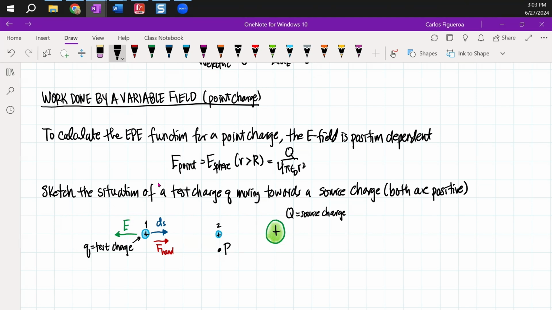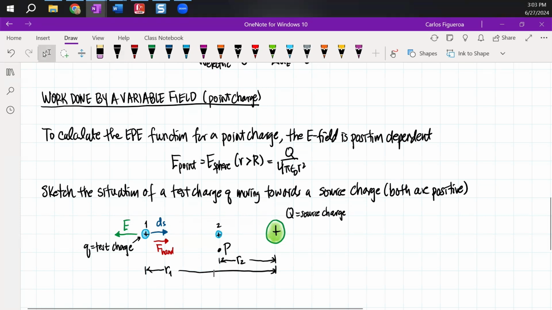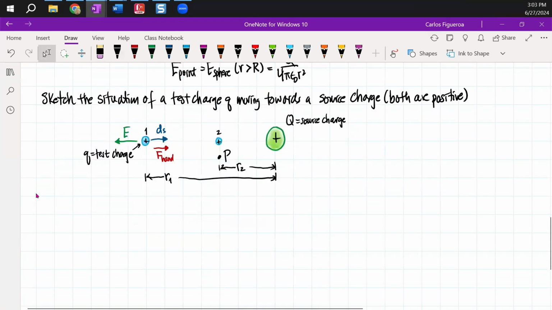So if I look at this, I'm going to say that the distance from here all the way to the center of the charge is R1. And the distance from point P to the center of the charge also is R2. So now that's my picture here. So let's go look at this.